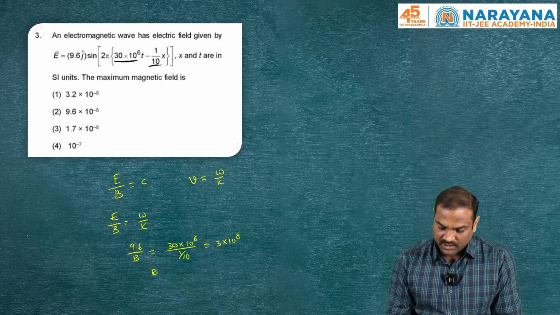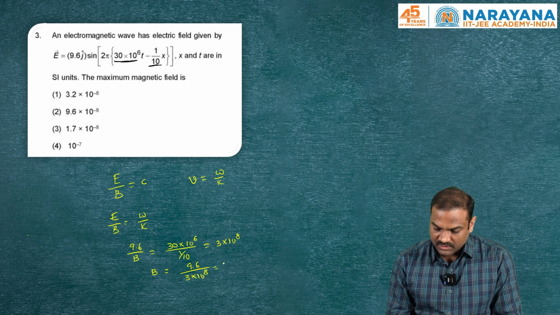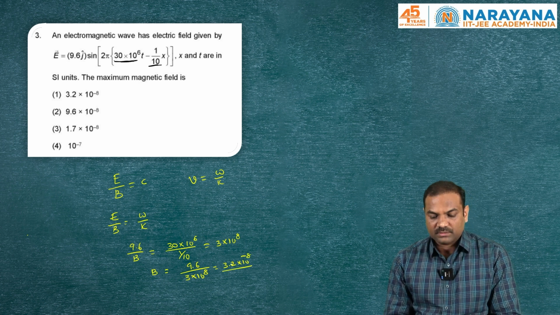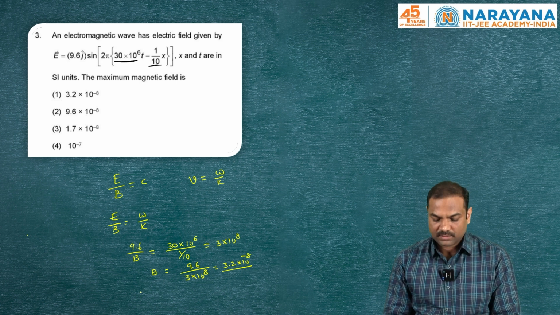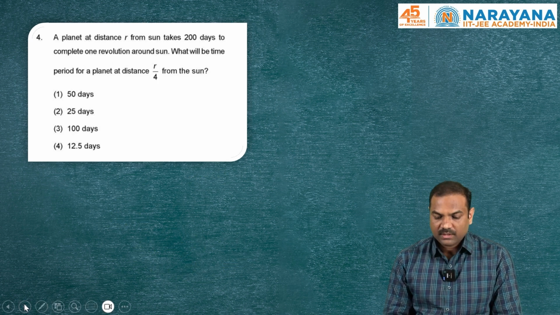So the required B value is equal to 9.6 by 3 into 10 power 8, which is 3.2 into 10 power minus 8. So our option is going to be 1. We'll go with the next question.